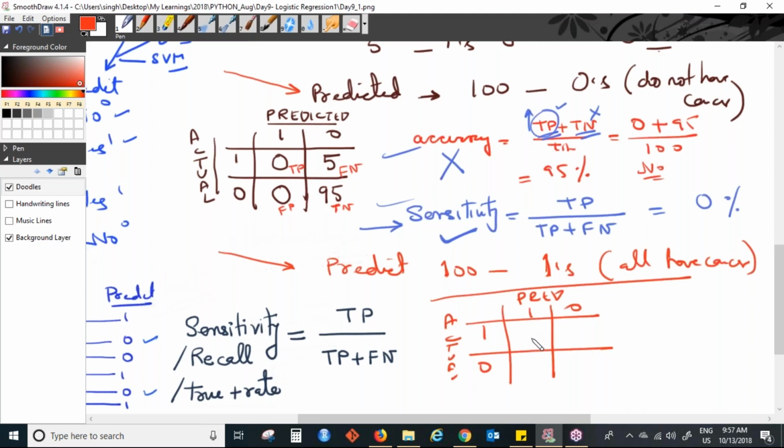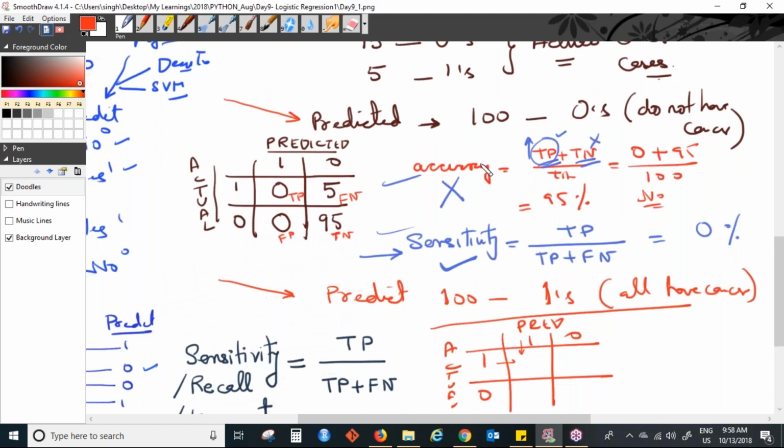What will be this number? 100? Are you sure? 95? Are you sure? So 95 have actual cancer. So look at this row and this column also. How many of them have actual cancer? 95? No. 95 did not have actual cancer, right? Only 5 had actual cancer. So this number should be 5. Right? This number should be 5.